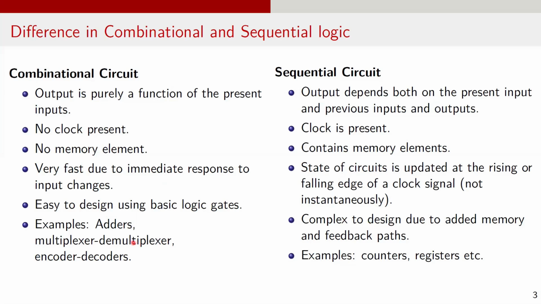In combinational circuits, the basic building blocks are logic gates, while for sequential circuits, the basic building blocks are flip-flops and latches. Examples of combinational circuits are adders, subtractors, multiplexers, demultiplexers, encoders, decoders, etc. While for sequential circuits, we have counters, registers, etc.